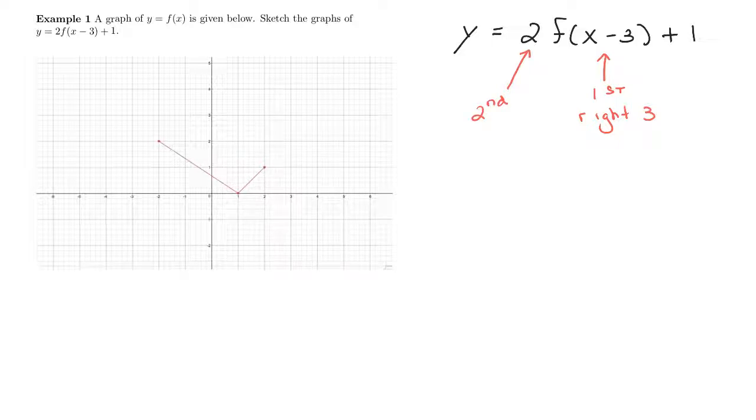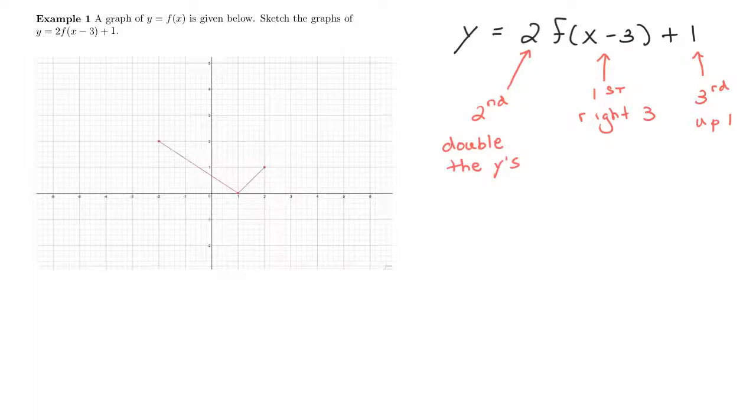Now, since we're outside of the function, this 2 is changing the y values. In fact, it's going to double the y's. And the final thing that happens is this plus 1. This is going to happen last, so this will be third. I know this is a plus 1, and it will go up 1 place since we're changing the y values.